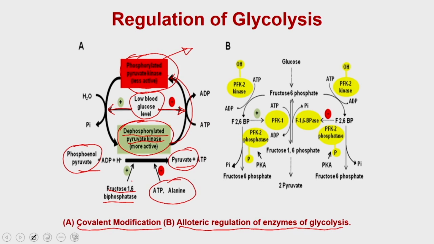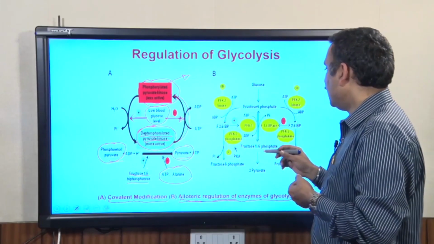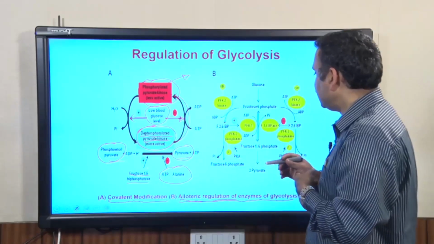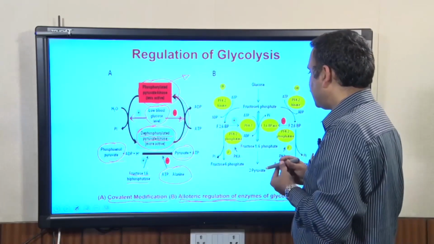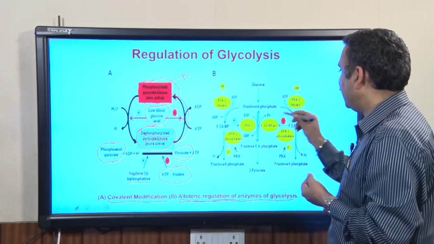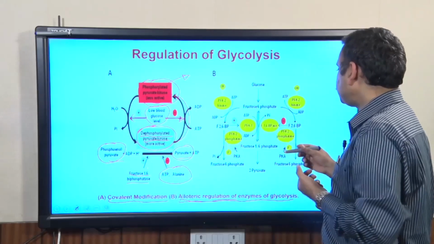The other kind of modification is called allosteric regulation. In allosteric regulation, the molecule is regulated by a different mechanism. Every enzyme has an allosteric site, and the substrate or another molecule goes and binds to the allosteric site, and that is how it modulates the enzyme's activity.